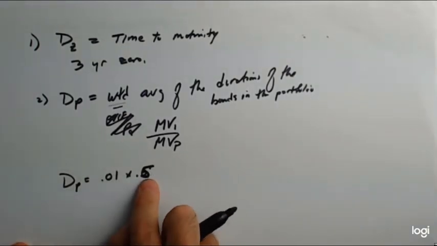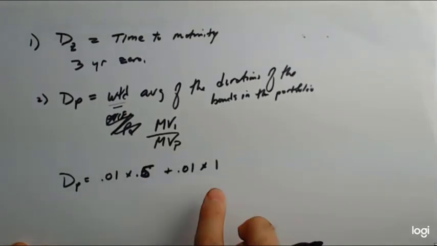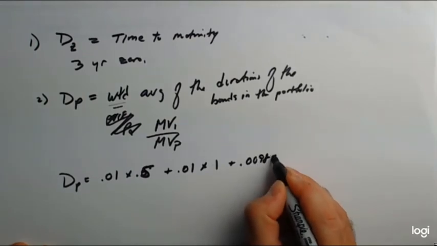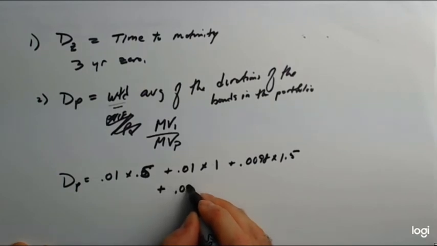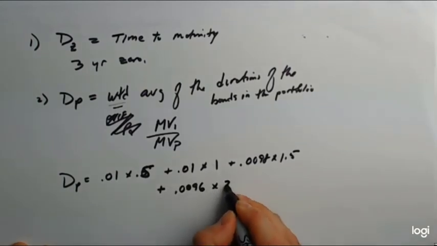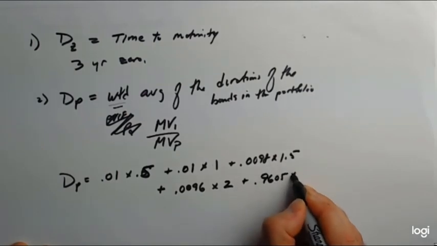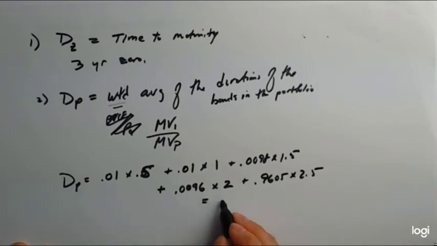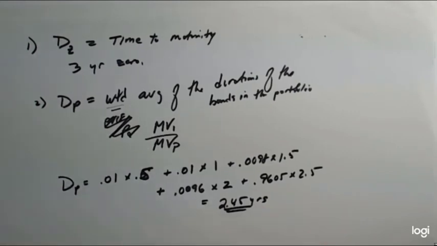So that's the 0.1. This is half a year. 1 year. 1.5 years. Times the 2.5 years finally. If you add this all up, you get 2.45 years. A little rounding, but hey, look, I'm rounding in a lot of places, so I'm not too concerned.